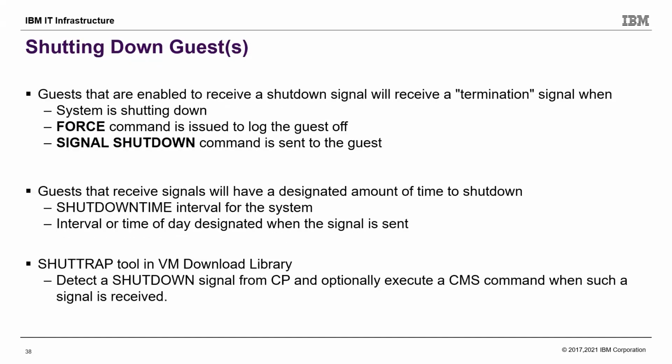Guests can enable themselves to receive a shutdown signal. When the system is shutting down, or a force command or a signal shutdown command is issued, that will signal the guests that they need to shut down within a certain amount of time or by a certain specific time. That gives the guest an opportunity to shut down. And when the guest completes the shutdown, it sends a signal back to VM, so VM knows each of the guests that received the signal have completed their shutdown.